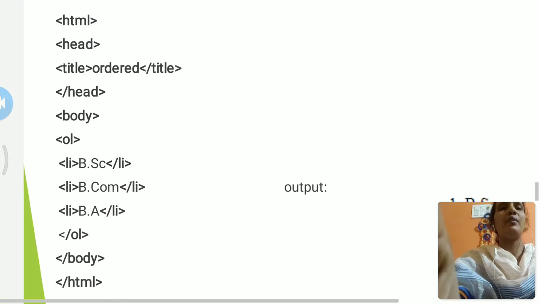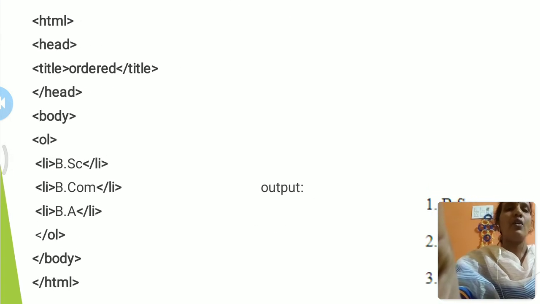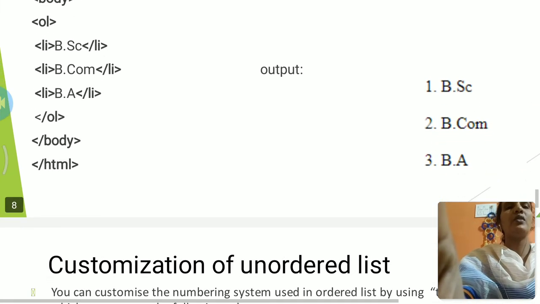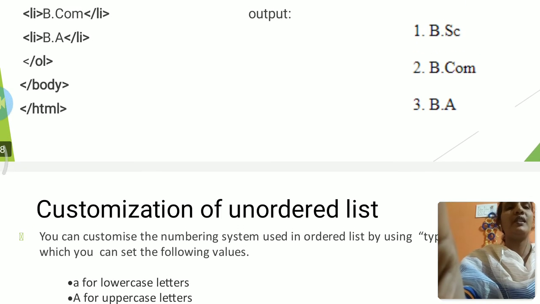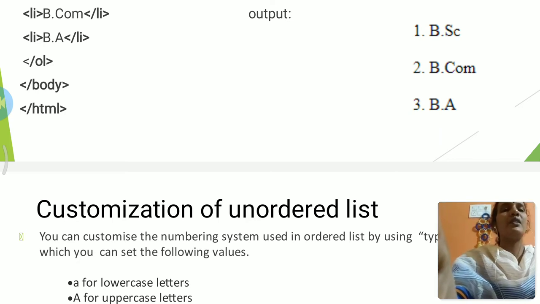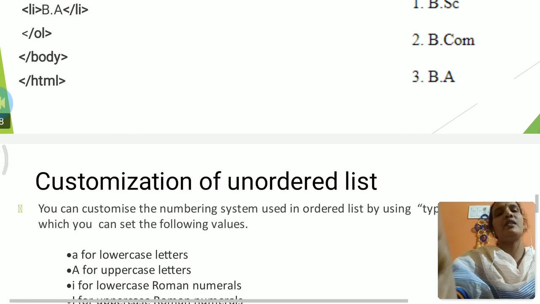Now, you can see the example program in the body section again. The ordered list starts with the OL tag and ends with the OL closing tag. Each and every list item is included between an LI opening and closing. You can see the output: first BSc, second BCom, third BA. We have 3 list items, and for those list items, what sequence did we follow? The number sequence, and this is the default sequence.